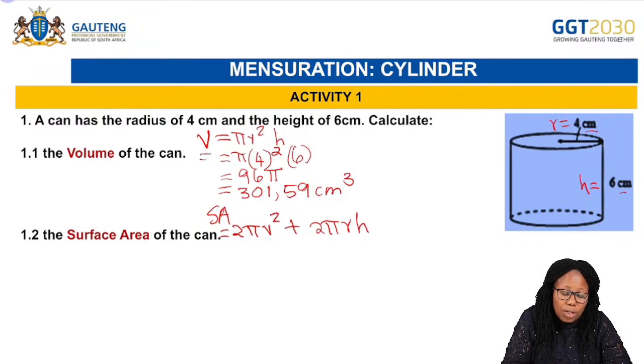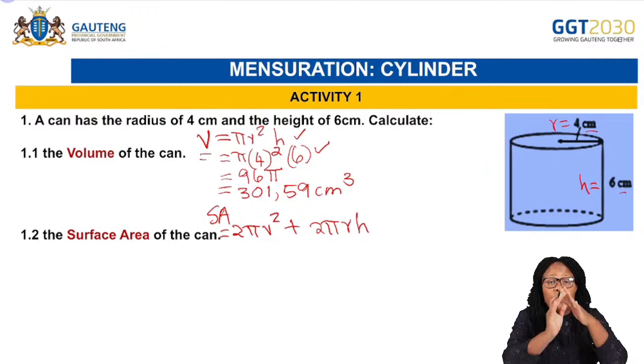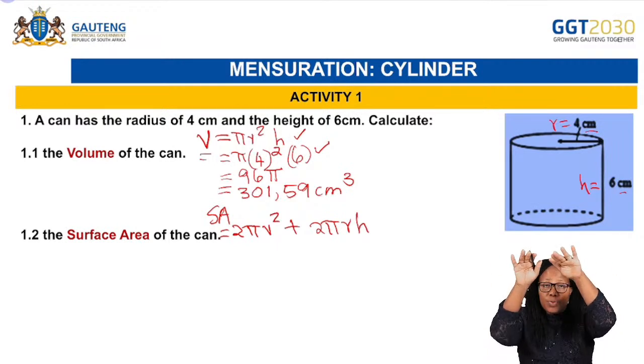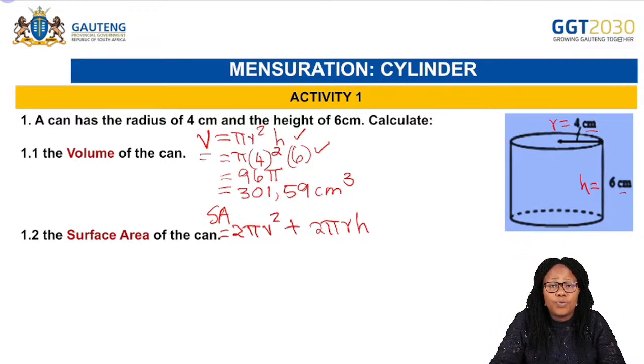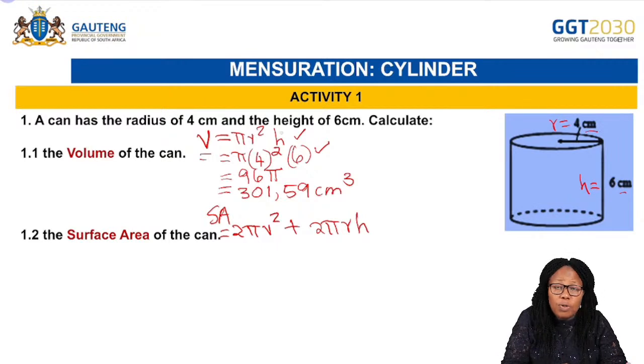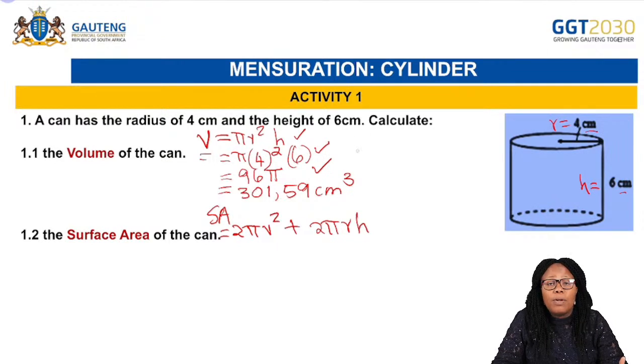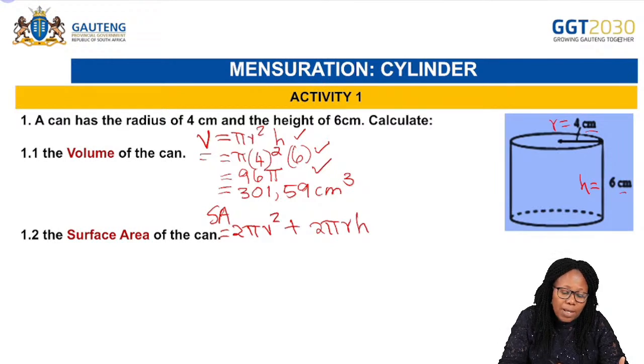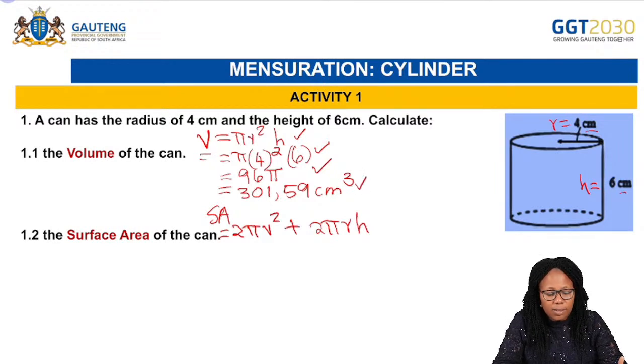Mark allocation will be for substitution, for selecting the correct formulas, because they will be given in a tabular form. Yours is to select the correct one that you're going to use for the particular question. So it will be the selection of the correct formula, for substitution, and for the answer. Therefore, this will be worth 3 marks. If you have to change it to cubic centimeters, then it will be in cubic centimeters in decimal form. Then there will be an extra mark for writing that in a decimal form.